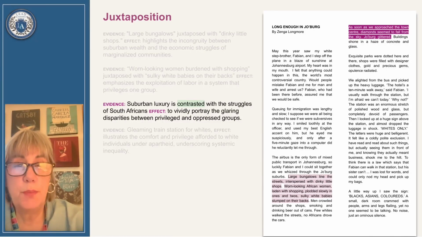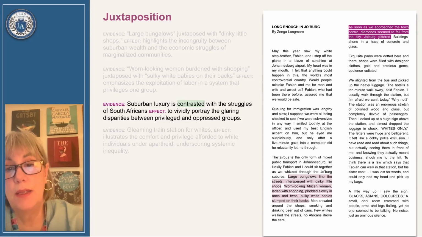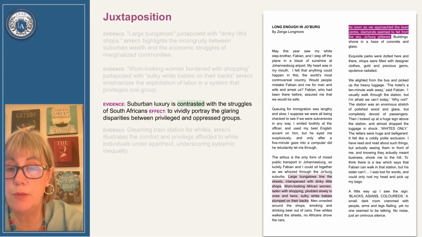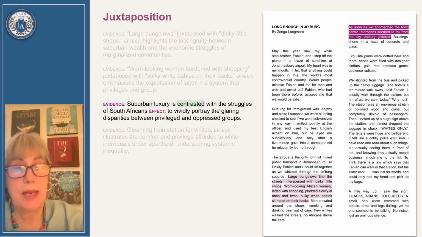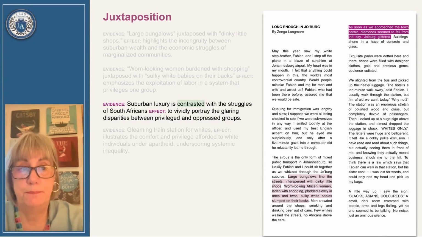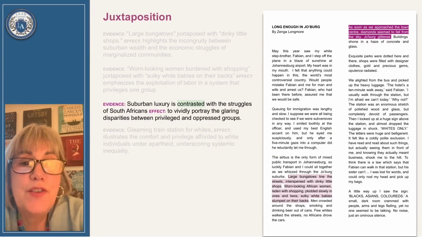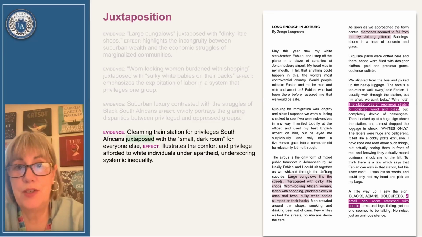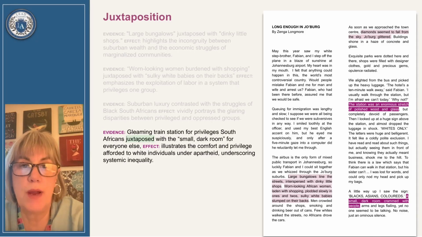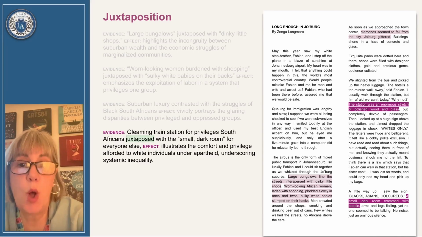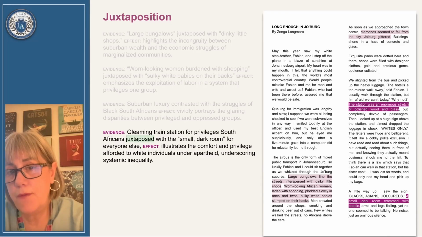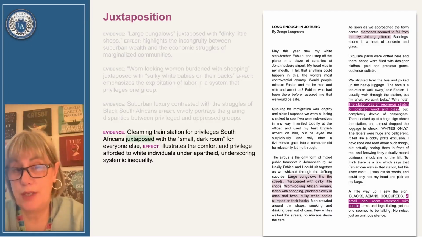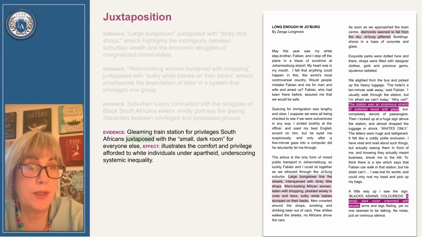In this example, suburban luxury is contrasted with the struggles of South Africans to vividly portray the glaring disparities between privileged and oppressed groups, compelling readers to recognize the deep social and economic chasm created by apartheid. In the final example, juxtaposition is also evident in the description of the gleaming train station for privileged South Africans. This is juxtaposed with the small dark room for everyone else, illustrating that comfort and privilege are afforded to certain individuals under apartheid, underscoring the systemic inequality.